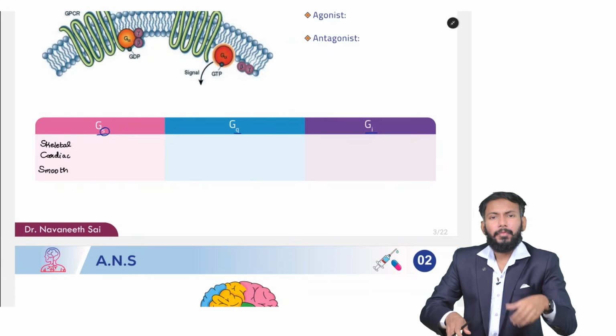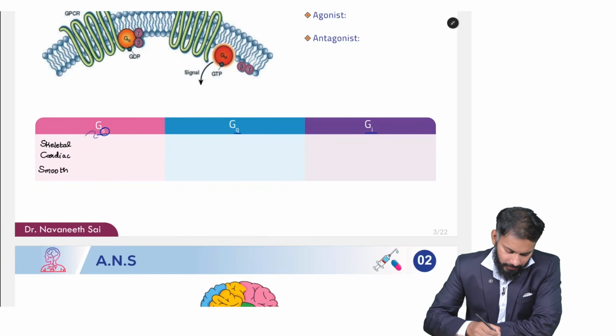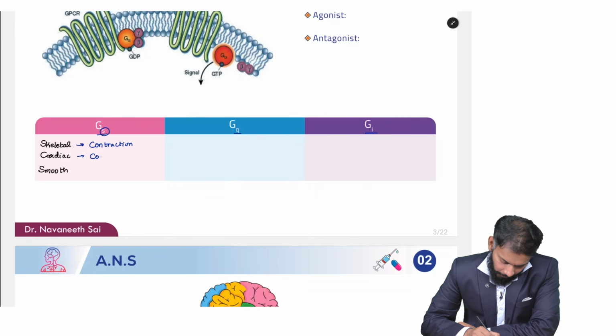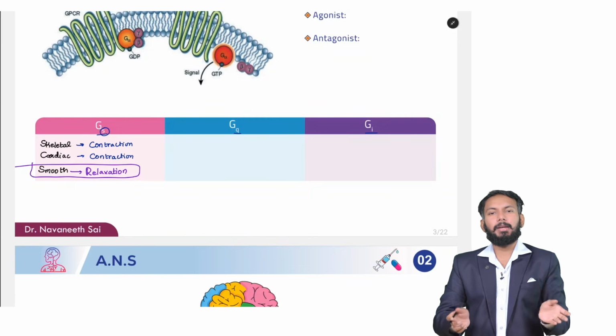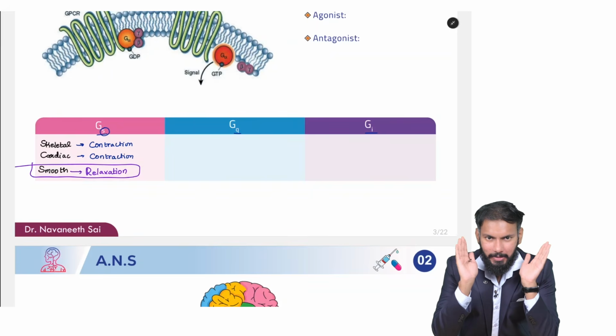Now, when you are stimulating the muscle, what will happen? Contraction or relaxation? Obviously, it should be contraction. So, it causes skeletal muscle contraction. It causes cardiac muscle contraction. But this is what is most important. It will cause smooth muscle relaxation. Please remember this one point. GS is stimulatory. It will stimulate everything except for smooth muscle. That is about GS. Please get this into your head.